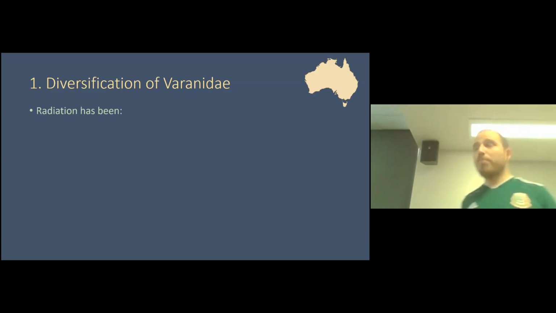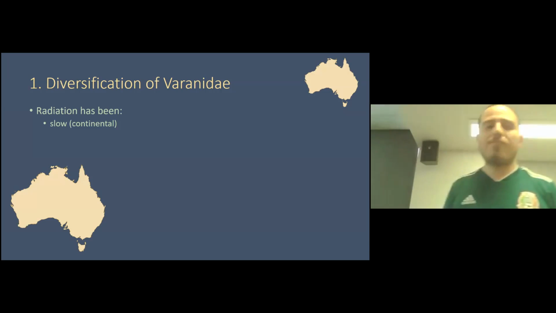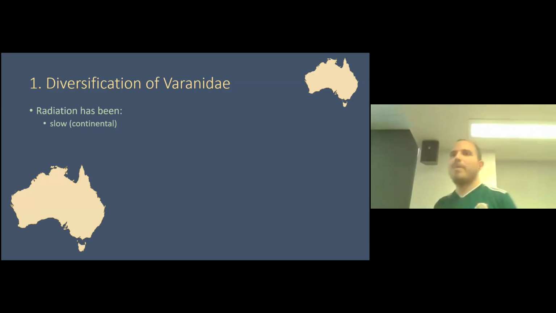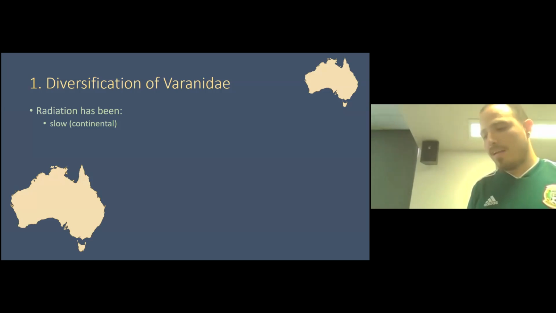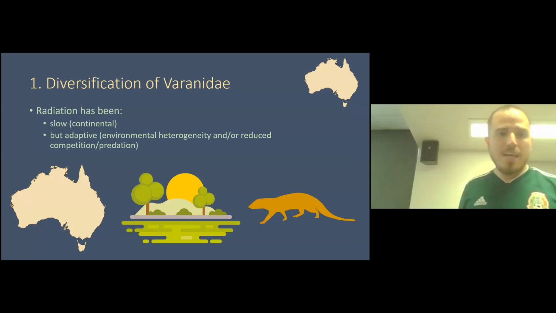So in summary, it seems like the Australian radiation has been slow, and I think this has to do with the fact that it has been mainly based in Australia, which is one of the most stable continents on Earth. It's sitting in the middle of a tectonic plate, and there's not much orogeny or anything going on really.